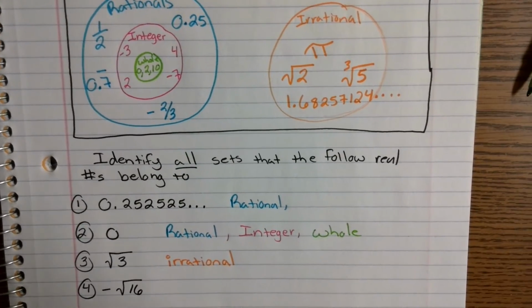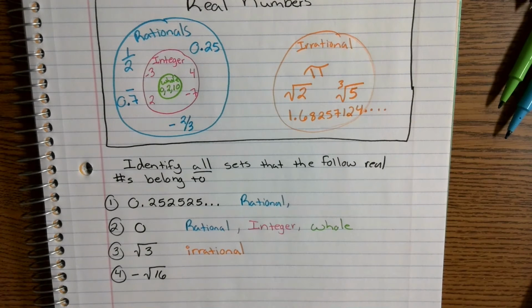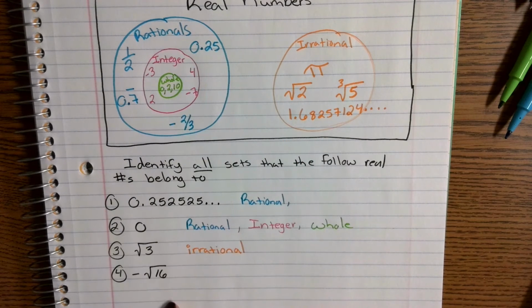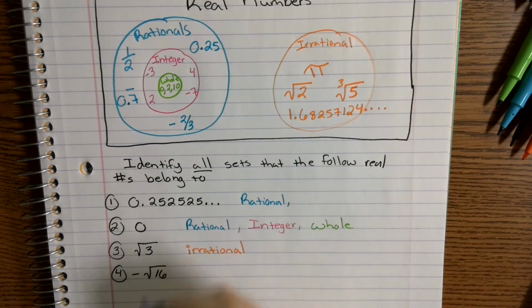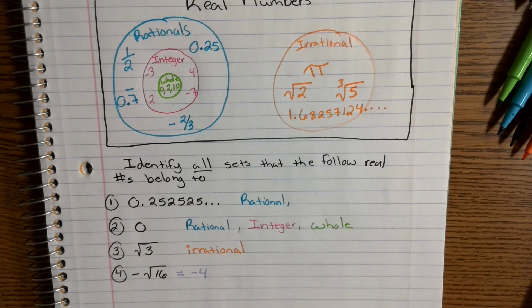Last one. Negative square root of 16. Is that a perfect square or not? It is a perfect square. So is it irrational? No, it's going to be rational. It's a perfect square. What is the square root of 16? 4. But since we have a negative on the outside, what is that going to make this? A negative 4. So we know that this value here is going to actually be equal to negative 4. So now we just have to see what categories does negative 4 fall into.